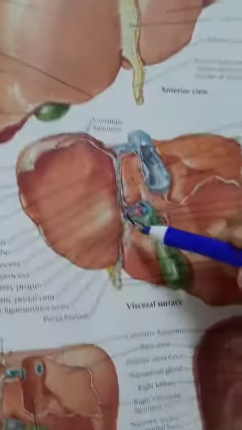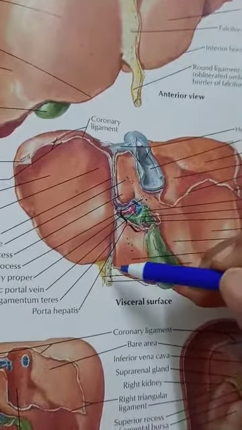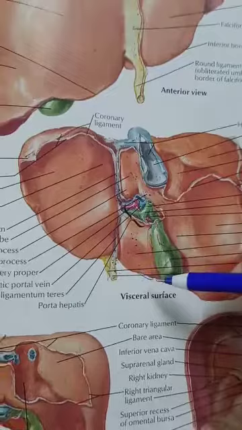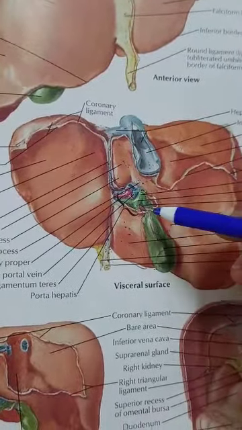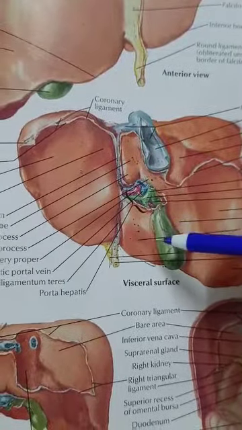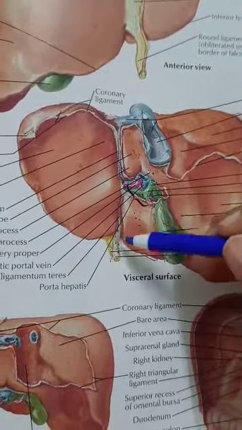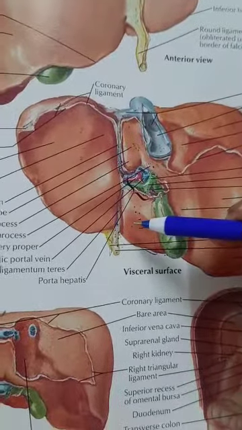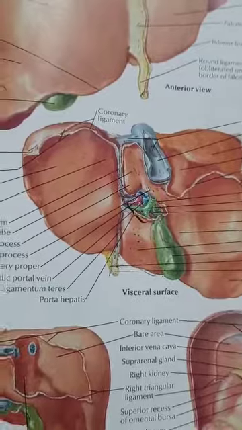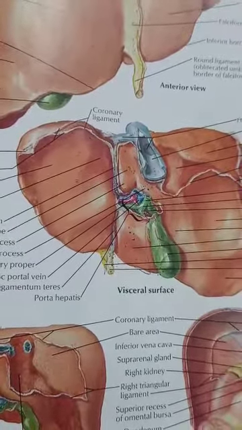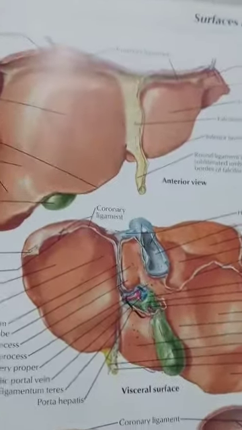Then the quadrate lobe: this is not actually superior, we can say anterior and posterior, because it is inferior. So anteriorly it is bounded by the inferior border of the liver, posteriorly by the porta hepatis, to the right side the fossa for the gallbladder, and to the left side the ligamentum teres. This is the quadrate lobe and the caudate lobe. So these are the lobes, surfaces and borders of the liver.